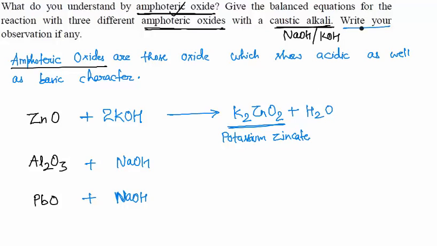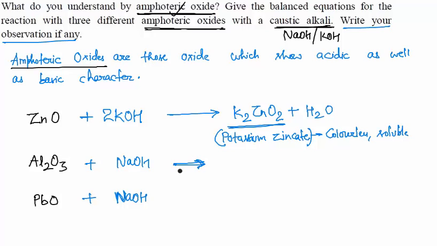As they say in the question, write your observation if any. The observation will be that potassium zincate is colorless and soluble.